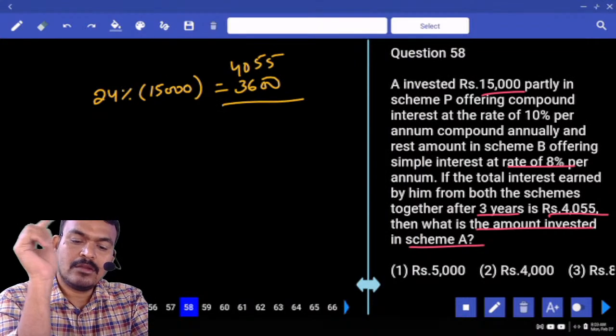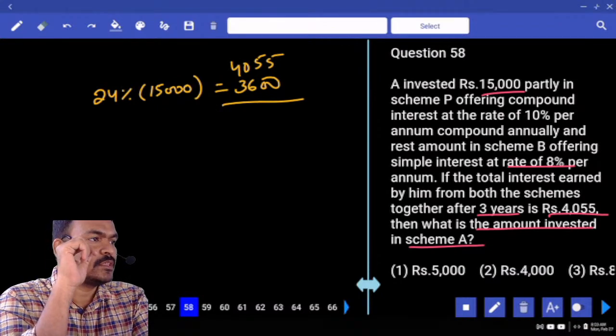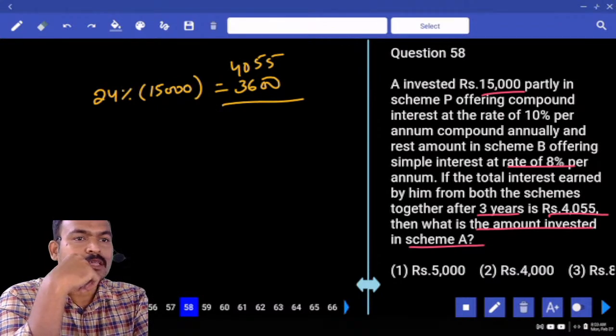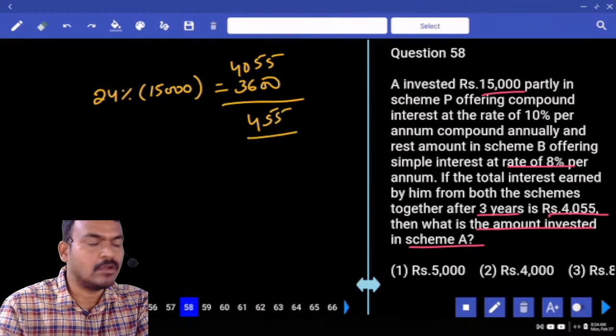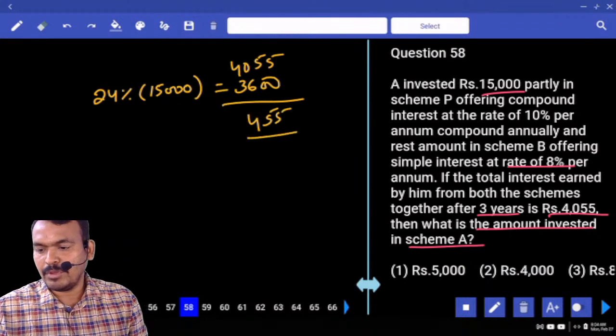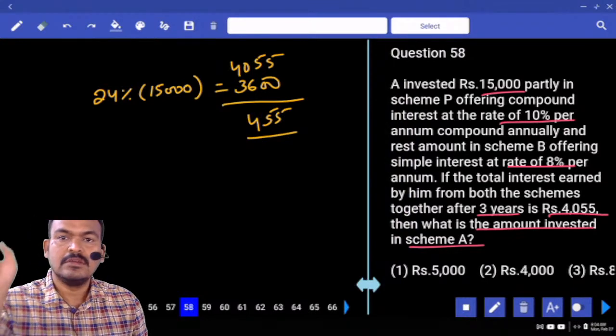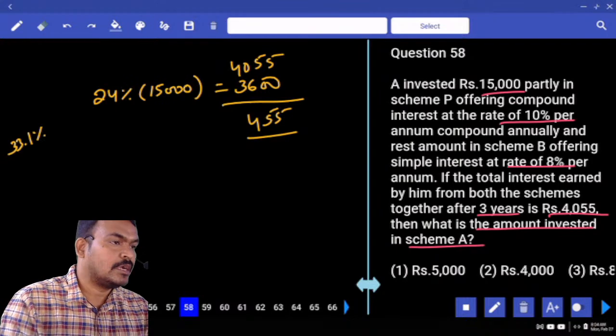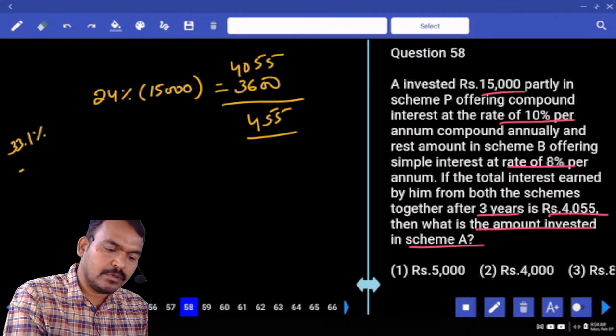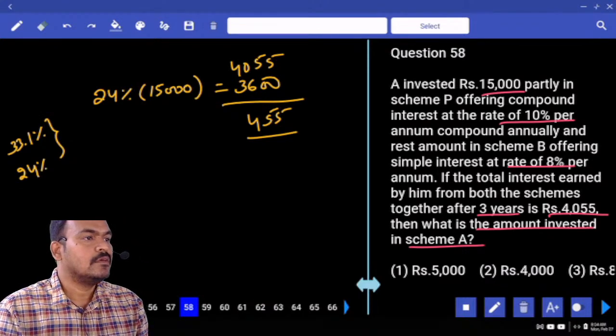Compared to 4055, 3,600 is less or more? Less. How much less interest are we getting? 455, or not? Okay. But in compound interest, 10% for how many years? 3 years. 10% for 3 years, what is the compound interest? 33.1%. But in simple interest, 24%. What is the difference in interest?